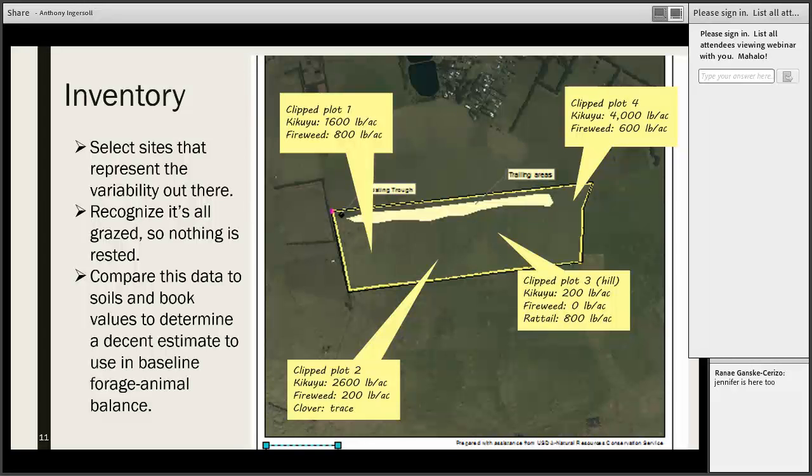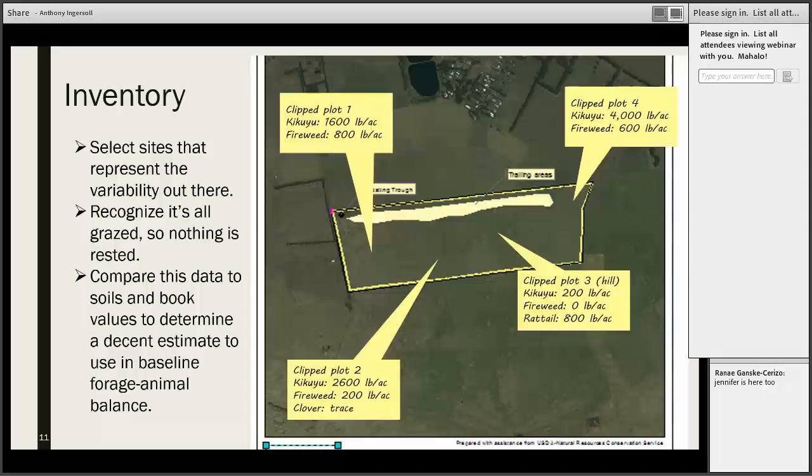So we clip in the front, we get 1,600 pounds per acre, and since we had fireweed in our plot, just for kicks, we went ahead and measured that separately. We got 800 pounds of fireweed in that one clip plot. In the second clip plot, we had more kikuyu grass. It was in a pretty decent spot, a little bit of fireweed in there, and we actually had a little bit of clover. And we went and we clipped another plot on the hillside.